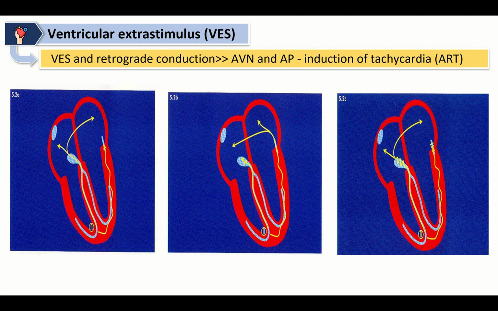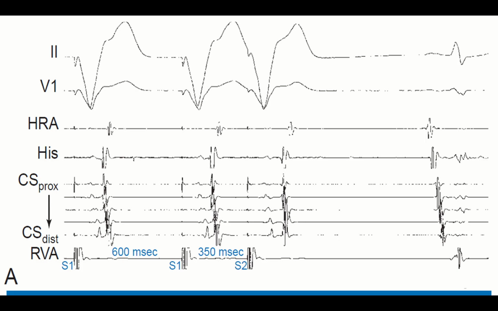Then, at a shorter coupling interval, we reach the ERB of the accessory pathway: refractoriness, no more retrograde conduction. Conduction goes retrograde through the AV node and antegrade through the accessory pathway, with initiation of antidromic tachycardia. And this is an example where we give a train of S1, then an S2 ventricular extra stimulus at 350.